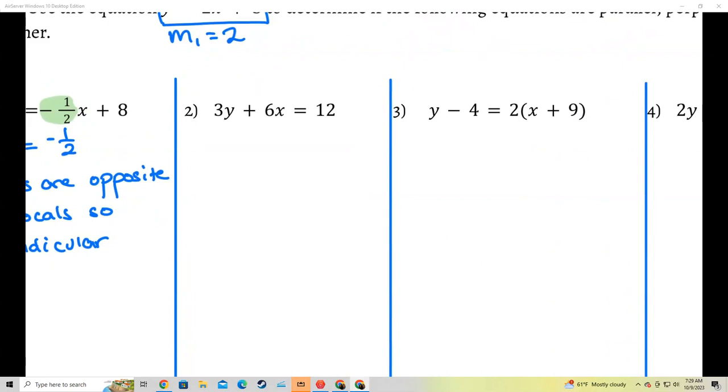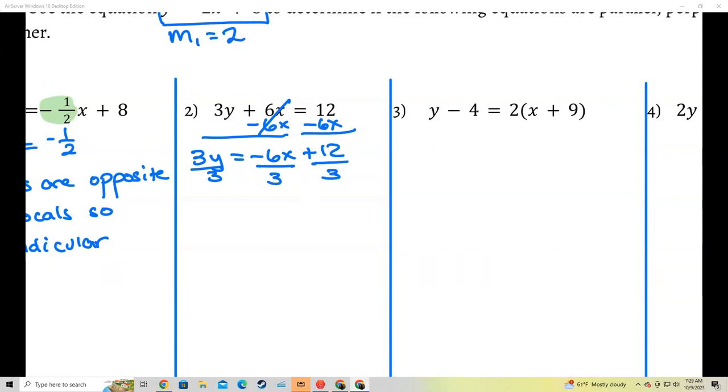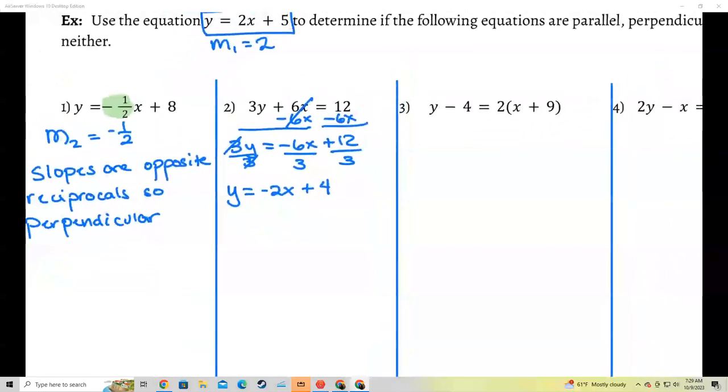I'm going to subtract 6x from both sides. And again, I'm just trying to get it to look like y equals mx plus b. I get 3y equals negative 6x plus 12. I'm going to divide everything by 3. These are going to cancel. I get y equals negative 6 divided by 3 is negative 2x plus, and then 12 divided by 3 becomes 4. So my slope is negative 2.